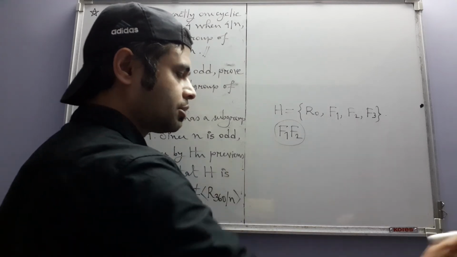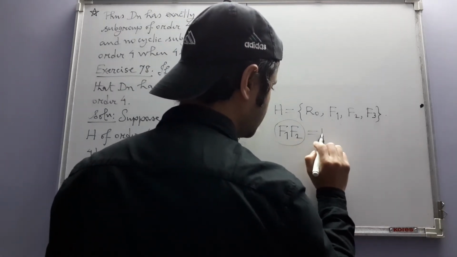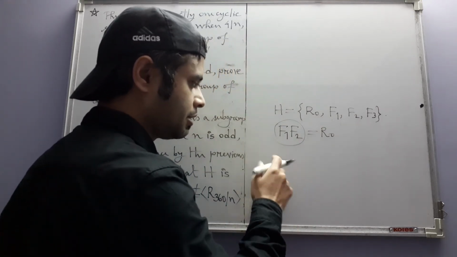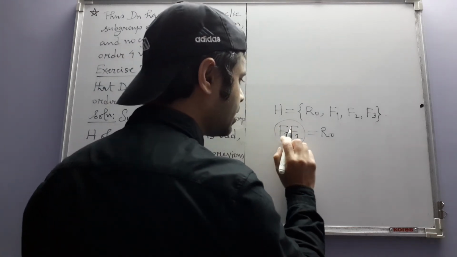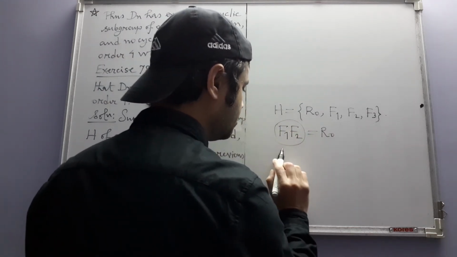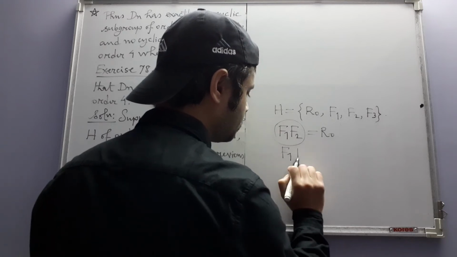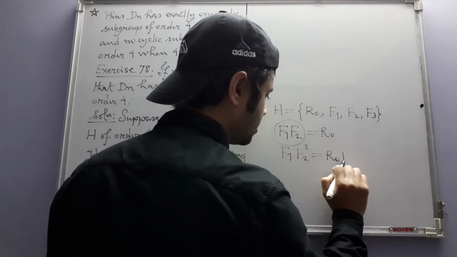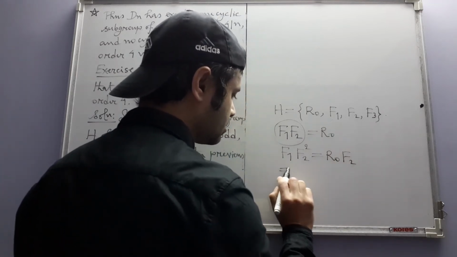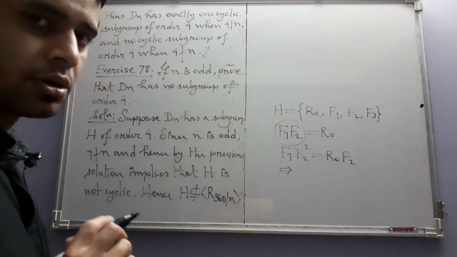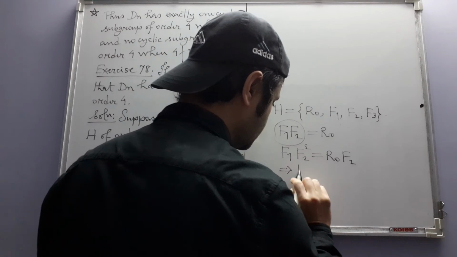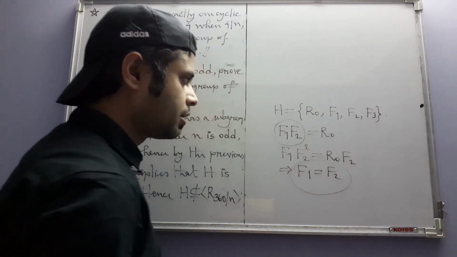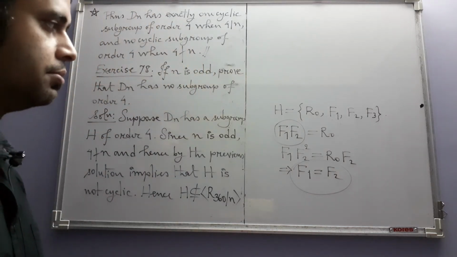Now can this rotation be R0? If it is equal to R0, in fact we proved this fact previously, but again we are demonstrating. If we assume this to be R0, then multiplying on both sides from the right by the reflection F2, you get this. Now since every reflection has order 2, this thing vanishes and on the right side we have F2. This contradicts the distinctness of F1 and F2.